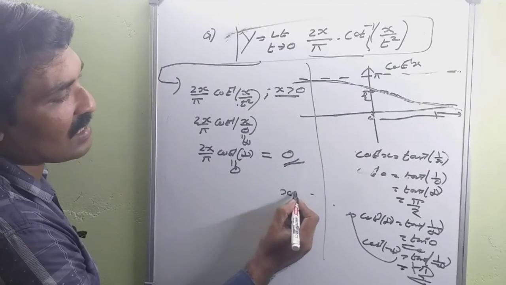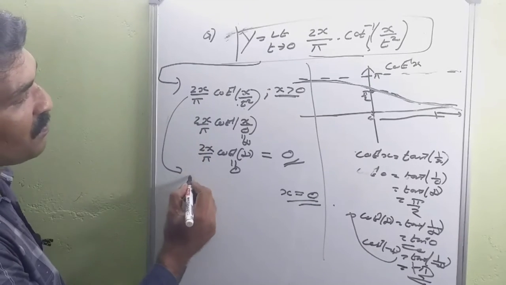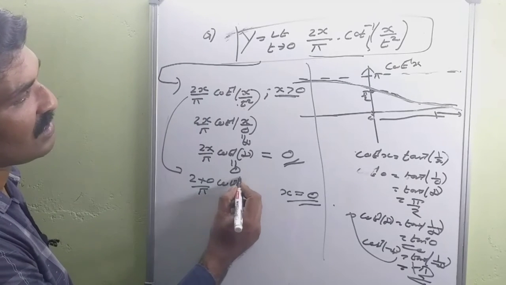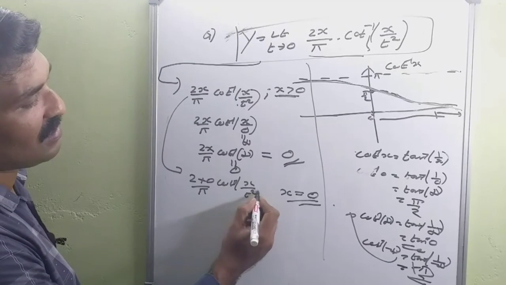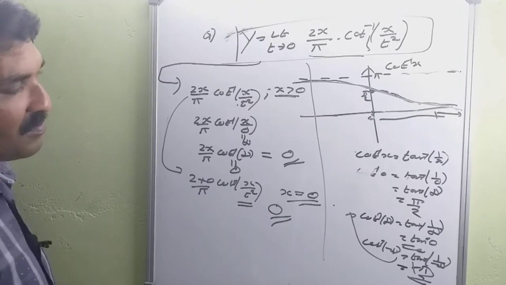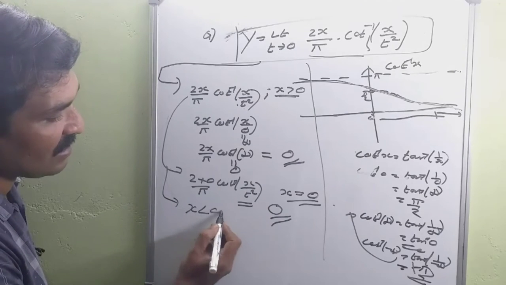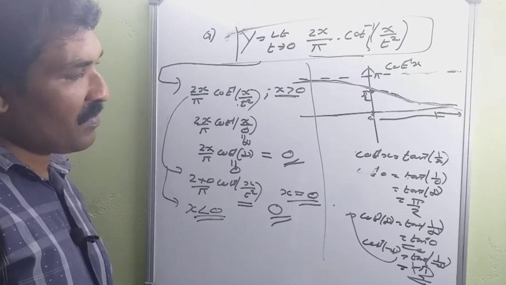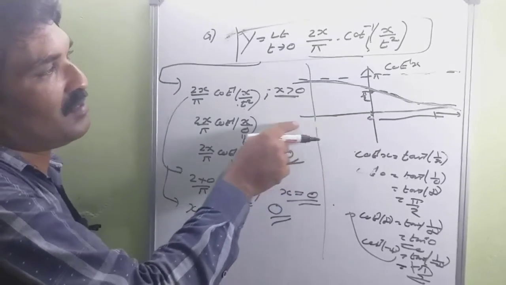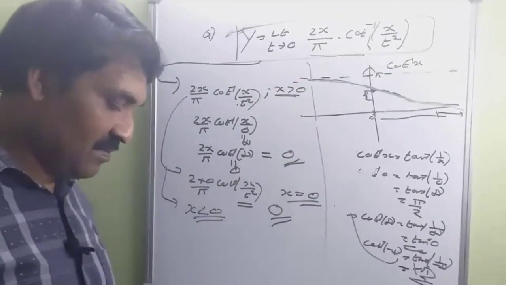Now x is equal to 0. This function becomes 2 into 0 by pi into cot inverse of x by t square. So this is equal to 0, again 0. Now x is less than 0. X less than 0 means this portion value is going to minus infinity.